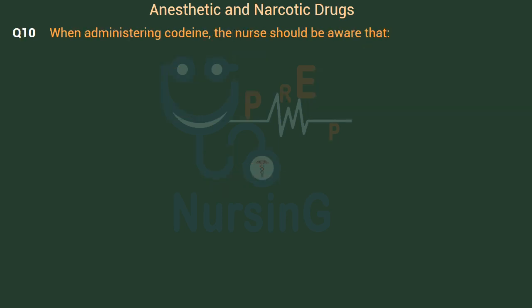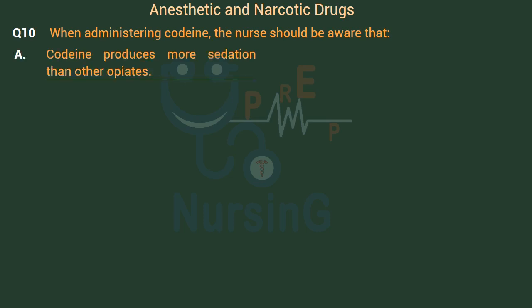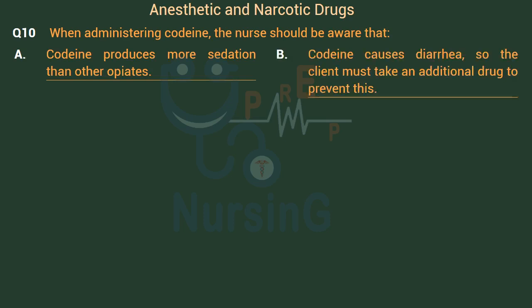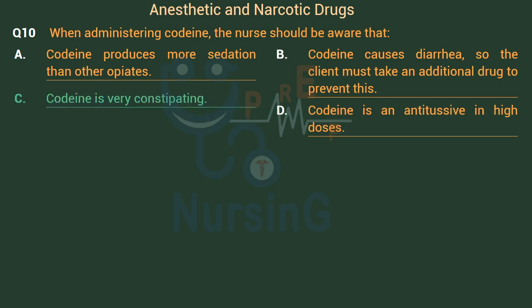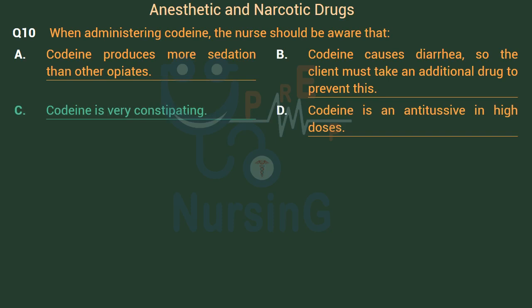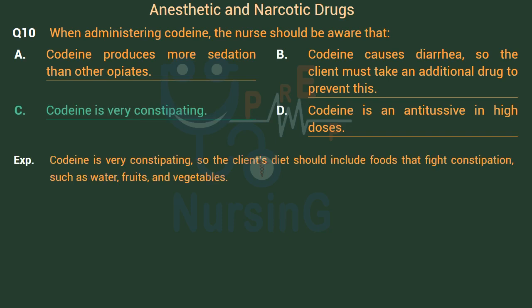When administering codeine, the nurse should be aware that: Option A, codeine produces more sedation than other opiates. Option B, codeine causes diarrhea, so the client must take an additional drug to prevent this. Option C, codeine is very constipating. Option D, codeine is an antitussive in high doses. Right answer is option C, codeine is very constipating.